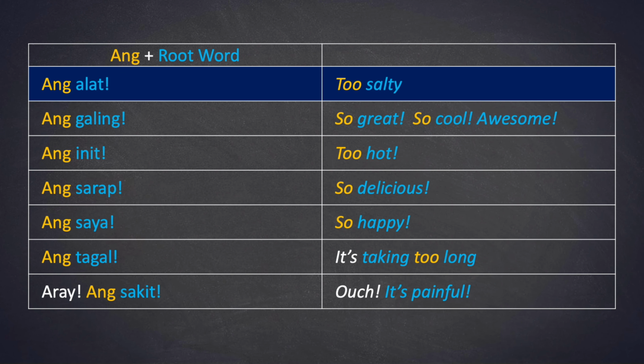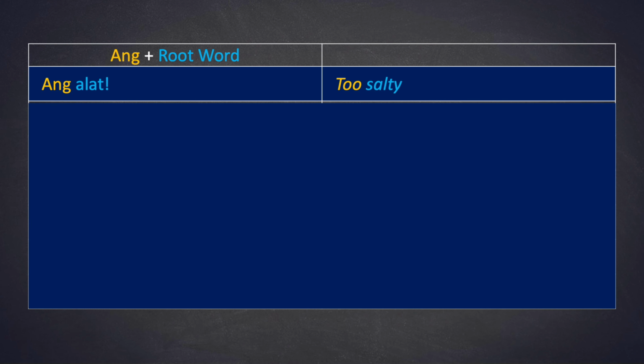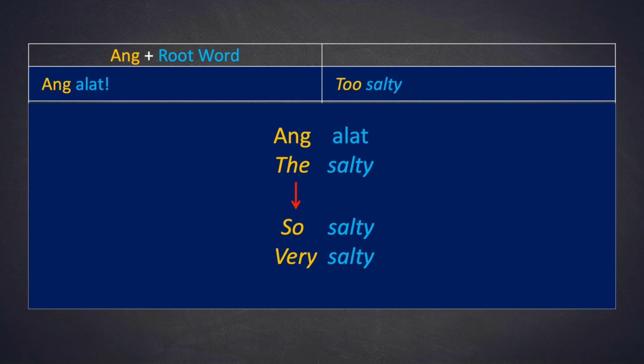Ang alat, too salty. In this example, ang is used to express surprise or as an interjection. If we read this statement, it would literally read as the salty. But in Tagalog, ang in this case is used as an adverb equivalent to the English so, as in so salty, or very, as in very salty. Ayos ba? I hope that was clear. Let's have some more examples.